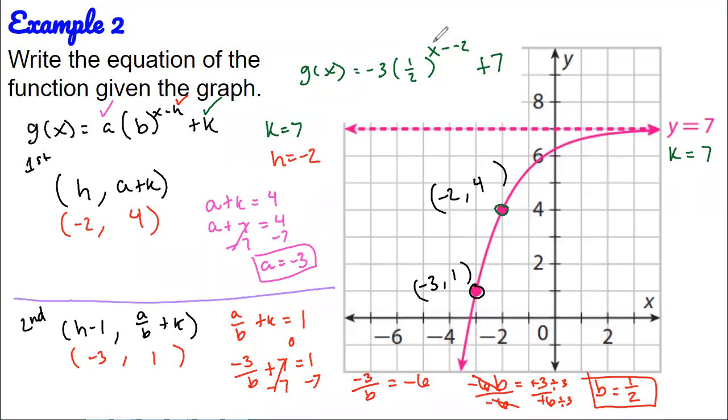All right, so let me go ahead and just simplify this little part right here. Notice that I had a negative in my H, so therefore G of X equals -3 (1/2)^(x + 2) + 7. Woo-hoo. Not too bad, huh? Raise your hand if you got that.